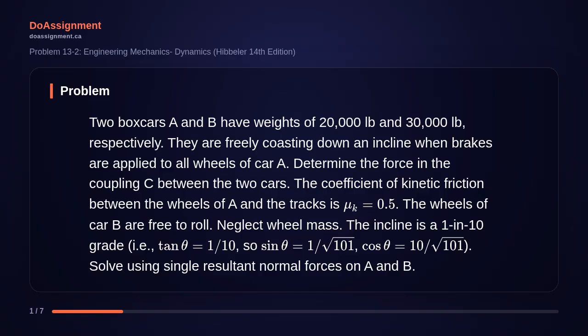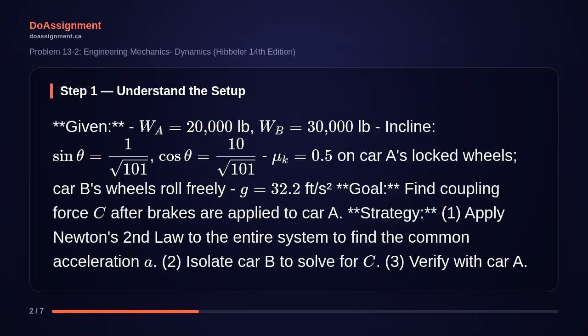Now, let us work through the solution step by step. Here is the setup. Car A weighs 20,000 pounds and car B weighs 30,000 pounds. The incline is a 1 in 10 grade, giving sine of theta equal to 1 over root 101 and cosine of theta equal to 10 over root 101.